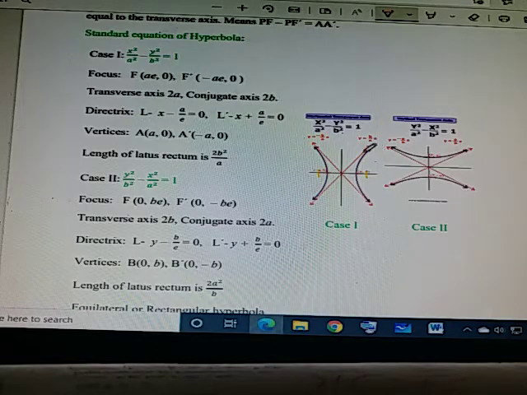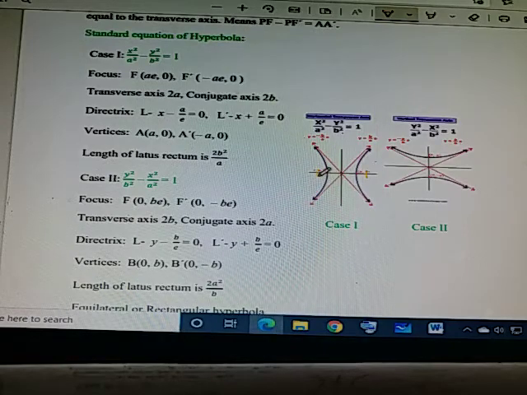So this is the transverse axis. The shape goes like this. Here there is no curve. The curve starts at this point. Here are the vertices, and it goes away from this. So no value here. Then these are the foci. And in case of this one, y square is positive, so the transverse axis is along the y axis. So this is case 2.